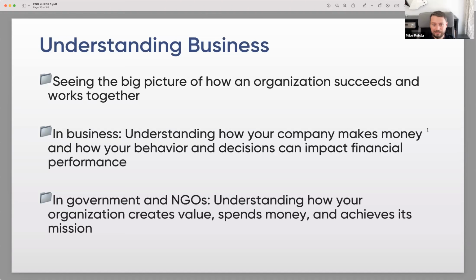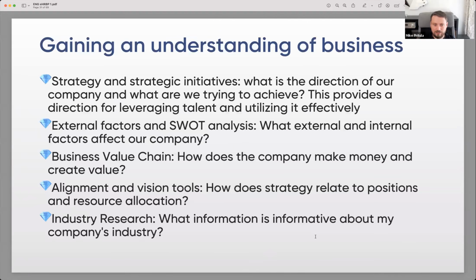In business, it's about understanding how your company makes money and how your behavior and decisions can impact financial performance. You know, when I joined Wargaming, during my probation period, one of my goals was to understand clearly how Wargaming makes money from its free-to-play games. In government and NGOs, it's understanding how your organization creates value, spends money, and achieves its mission. Gaining an understanding of business.